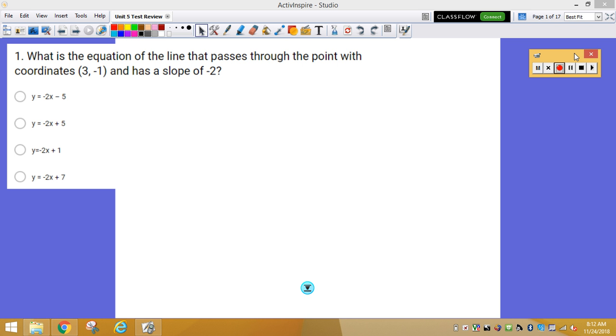Okay, so let's start with number 1. We want the equation of a line that goes through that ordered pair and has that slope. So for number 1 here and number 1 on your test, this is where we want to start. y minus y1 equals m times x minus x1. And if you remember, we label our ordered pairs x1 and y1. And then remember, slope is your m.